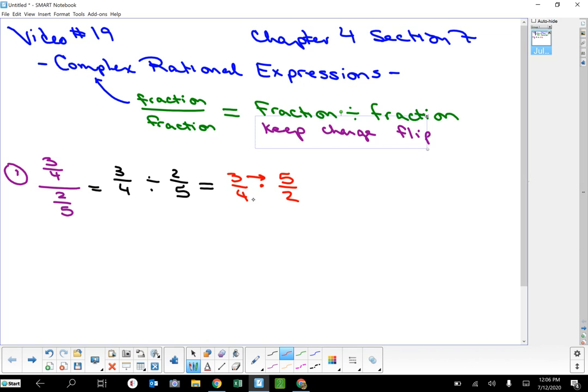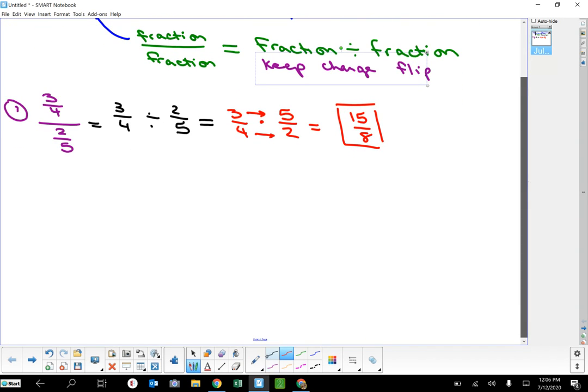And then remember, when you multiply fractions, you multiply straight across. So this is 15 over 8. You can't reduce that, so you're done. That was easy, huh? All right, number 2.